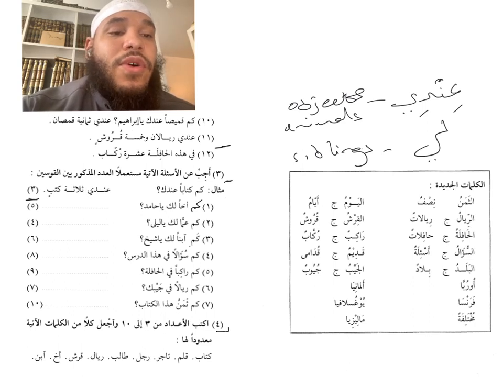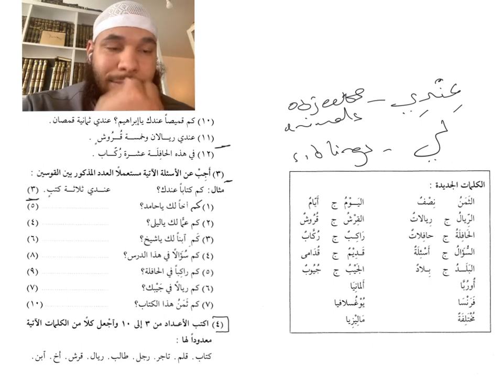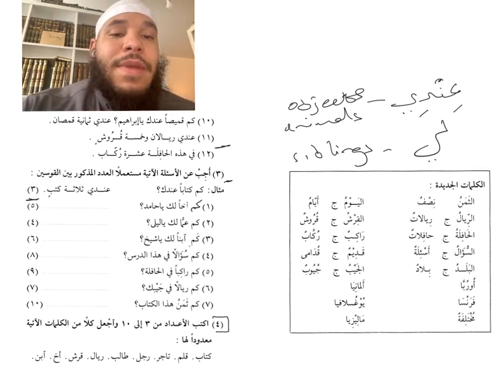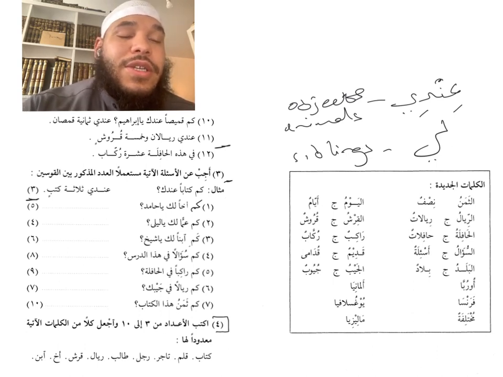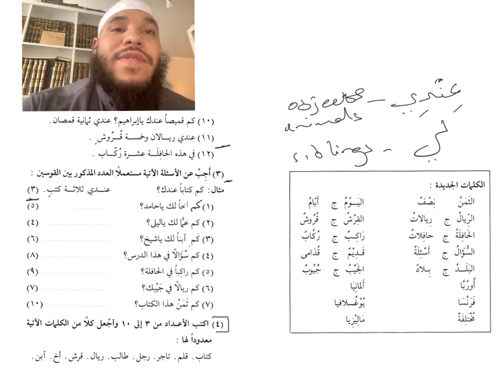Then exercise number 4 here. اكتب الأعداد من 3 إلى 10 واجعل كلا من الكلمات الآتية معدودا لها. So it said, write out the numbers from 3 to 10 and make the following words the thing you're counting. So you're going to use kitab, qalam, tajir. So kitab is going to be 3, qalam 4, tajir 5, until you get to 10, inshallah ta'ala. And making those necessary changes, like what's the plural? Does it take kasra or fatha or dhamma at the end? All of these things, paying attention to that.